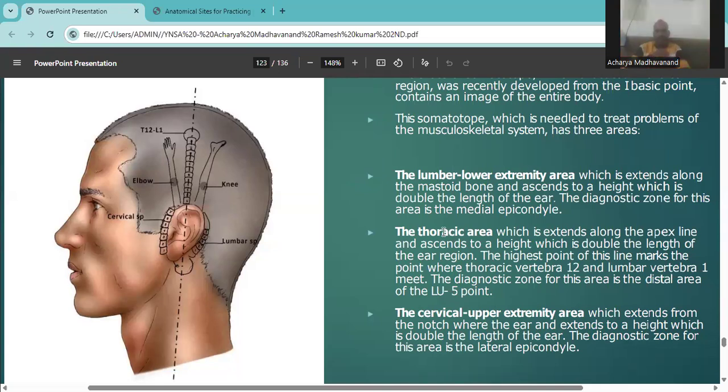Then the cervical upper extremities area, which extends from the notch of the ear and ascends to a height which is double the length of the ear. The diagnostic zone for this area is the lateral epicondyle. Is it clear? You have to diagnose all three areas when you go for elbow diagnosis. Next picture.